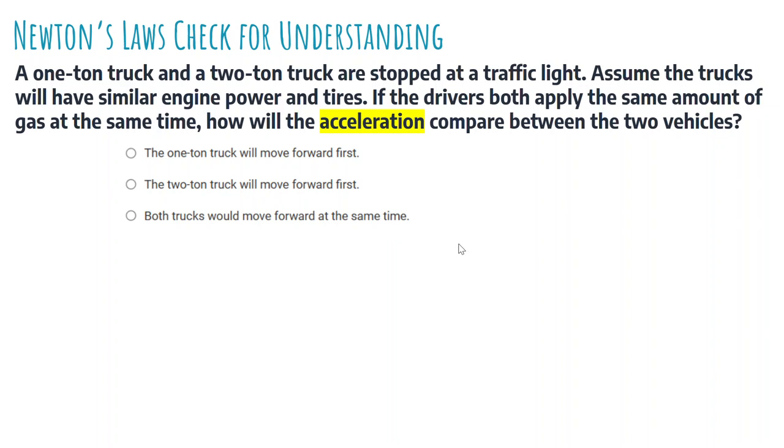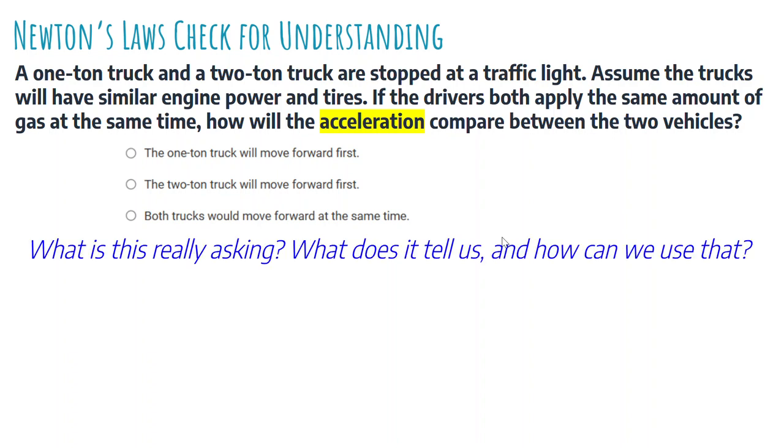The 1-ton truck will move forward first. The 2-ton truck will move forward first. Both trucks would move forward at the same time. So when you get a question like this, it's kind of wordy and has a lot of information. You want to ask yourself, what is this really asking? What does it tell us, and how can we use what it told us?